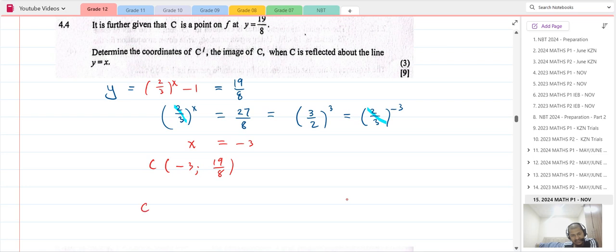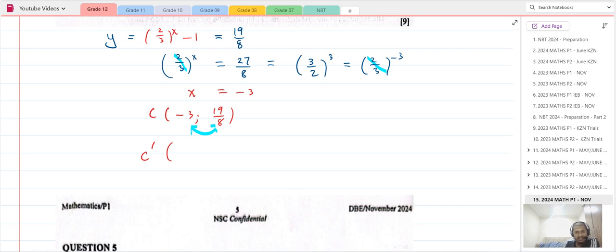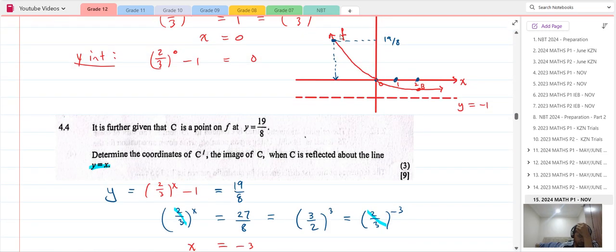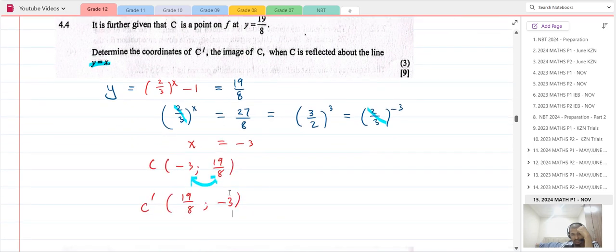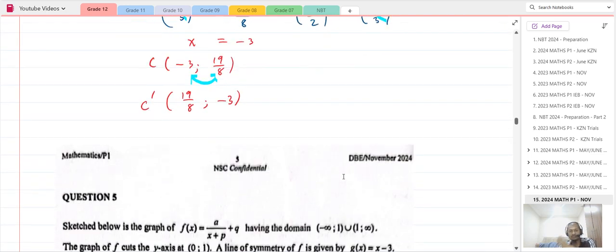So the coordinates of C prime will be, it's a reflection about the line y equals x. So if you reflect this C about the line y equals x, we just need to switch the coordinates, right? So it's 19/8 and -3. That's what the coordinate will be, because you're reflecting that point directly across. It's going to be -3 on the y value, and 2 and 3/8. Okay, I hope you guys understood that.